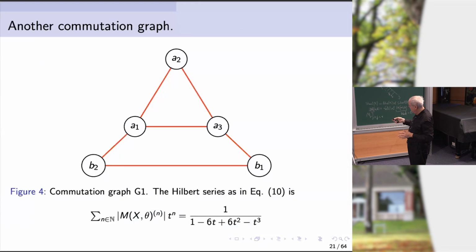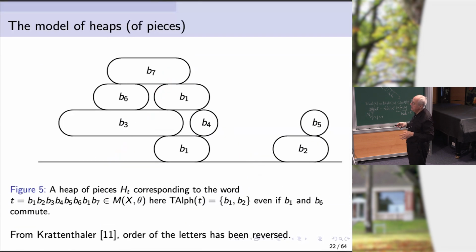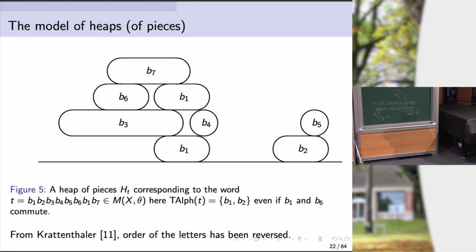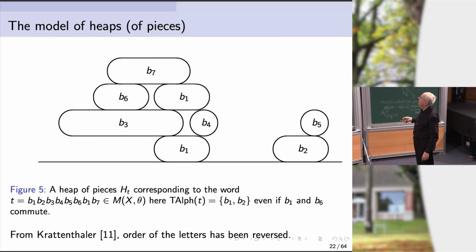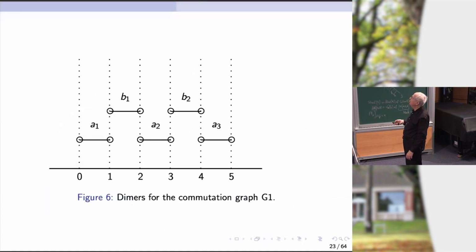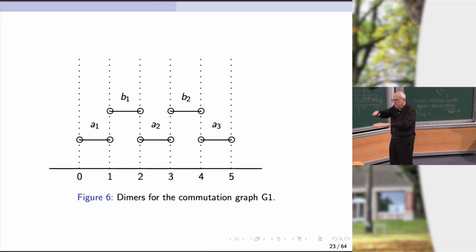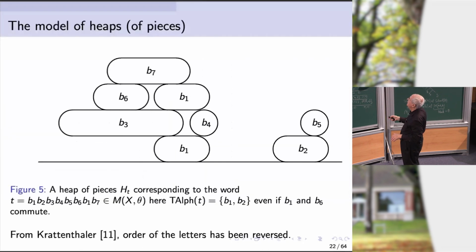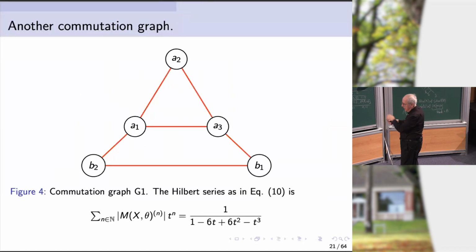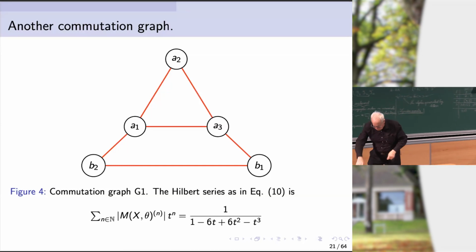It's very intuitive because this monoid received a very pictorial and intuitive realization in terms of heaps by Viennot. You have positions and pieces, you make a heap of pieces, and some pieces don't commute. If they don't commute, for example, here you have A1 and B1, they don't commute because you cannot pile independently. But A1 and A2 commute because you can pile them independently. And this is, for example, for this commutation graph, which I will make in parallel.